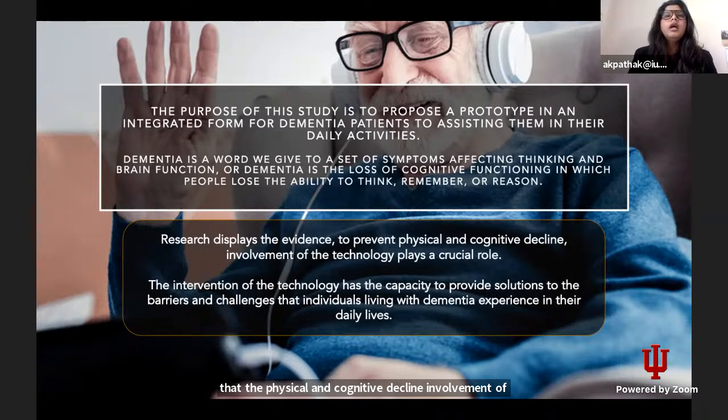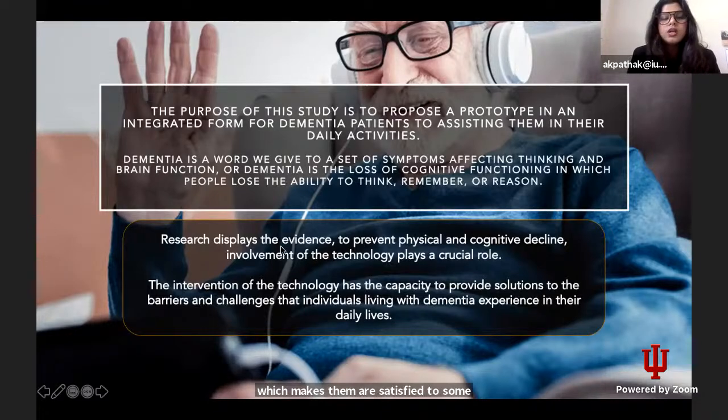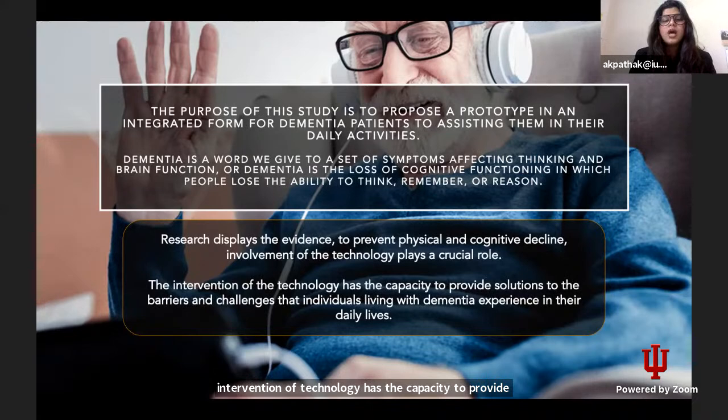Now, in severe stages of dementia, obviously the assistance of the caregiver is a must. But the intervention of technology gives them independence to do certain tasks on their own, which makes them satisfied to some extent. So the intervention of technology has the capacity to provide solutions to the barriers and challenges that individuals living with dementia experience in their daily lives.